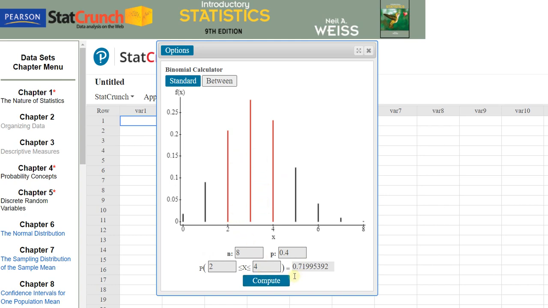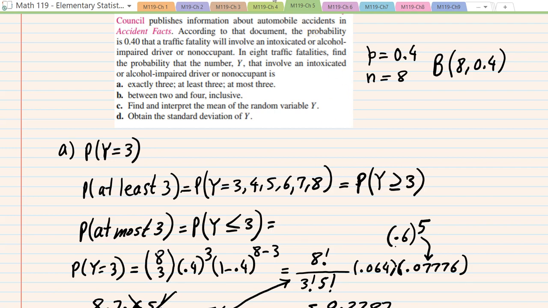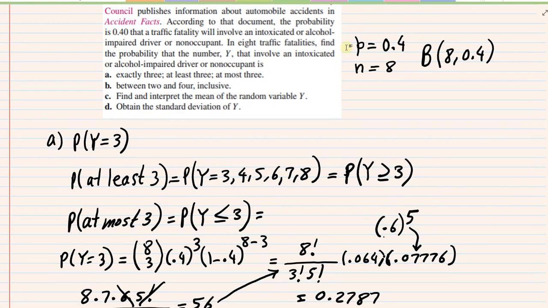That probability is now 0.7١. Well, rounded to the nearest 10,000th is 0.72, right? Because of the 9, 9, and the 5. So it's 0.72 rounded to the nearest 10,000ths. And that's how you do this. And this is the shape of the binomial distribution. Okay, so let me go back to my notebook now, and we'll finish this portion of the exercise.